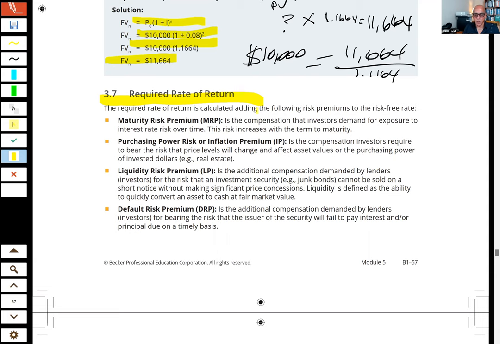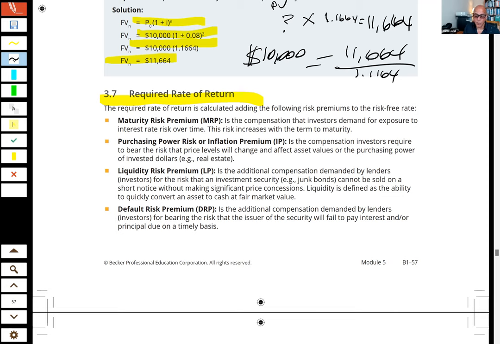All we're really trying to understand here is what are the elements that constitute the required rate of return that an entity may consider. And not all of these have to be present.